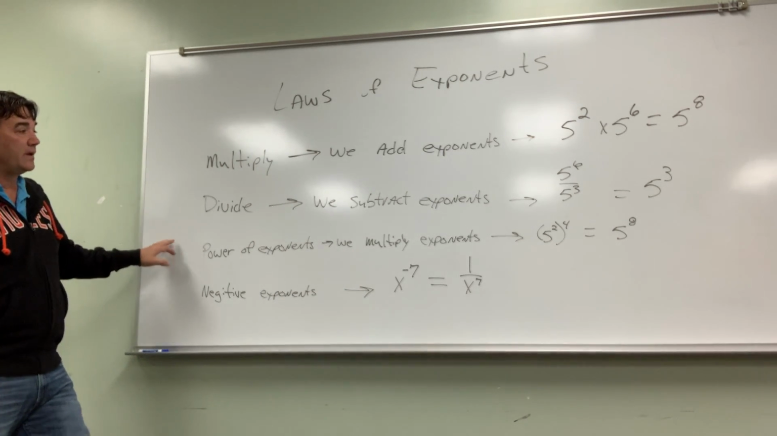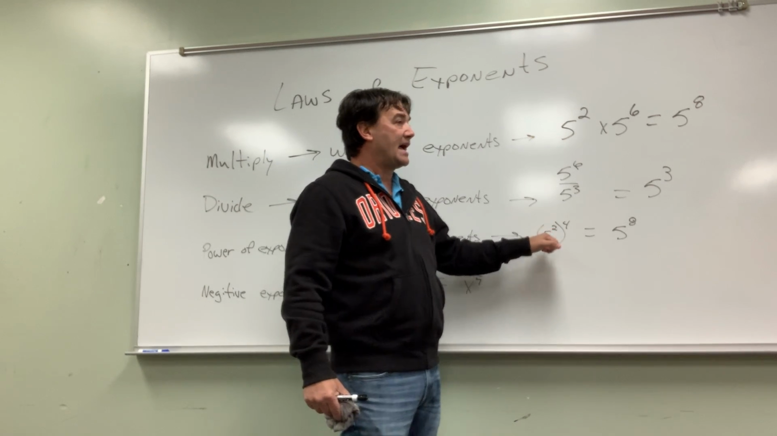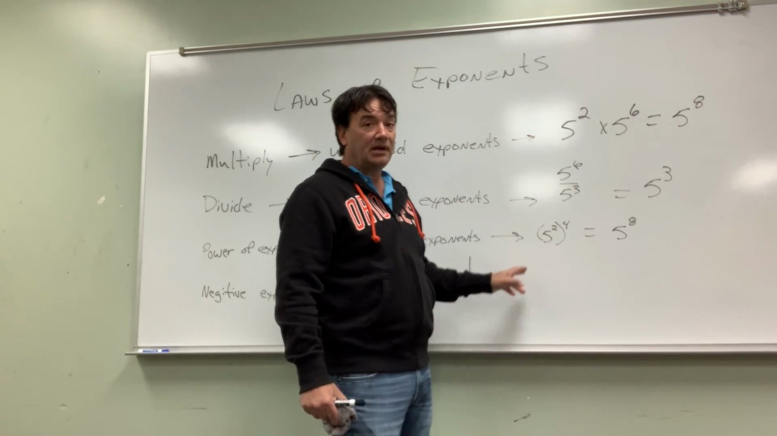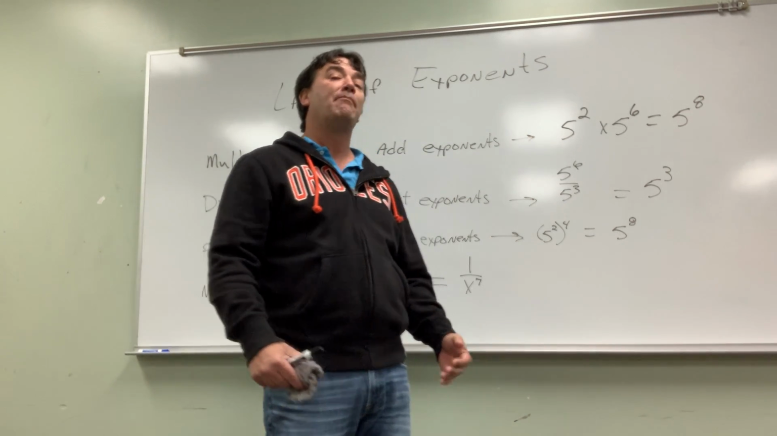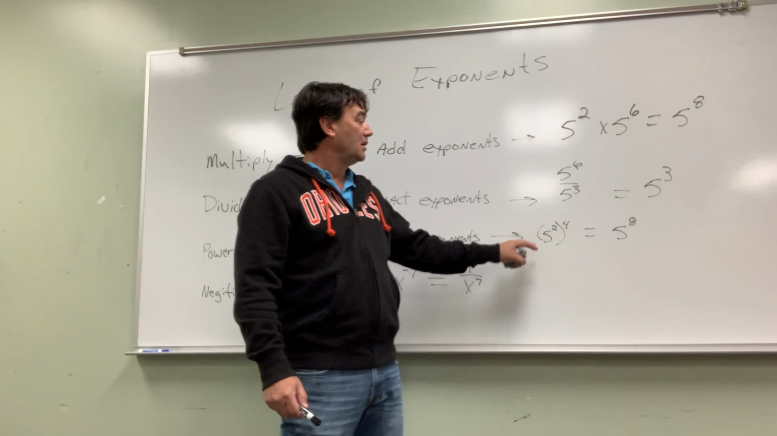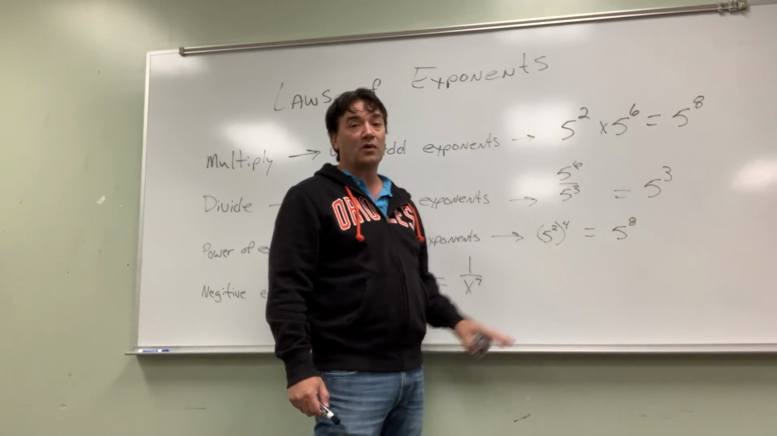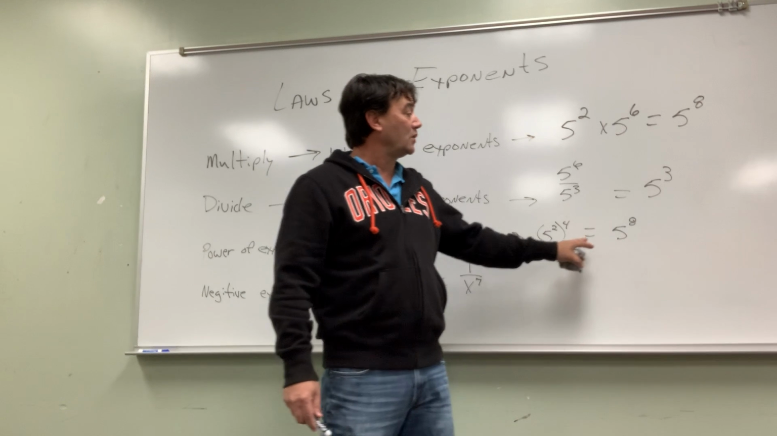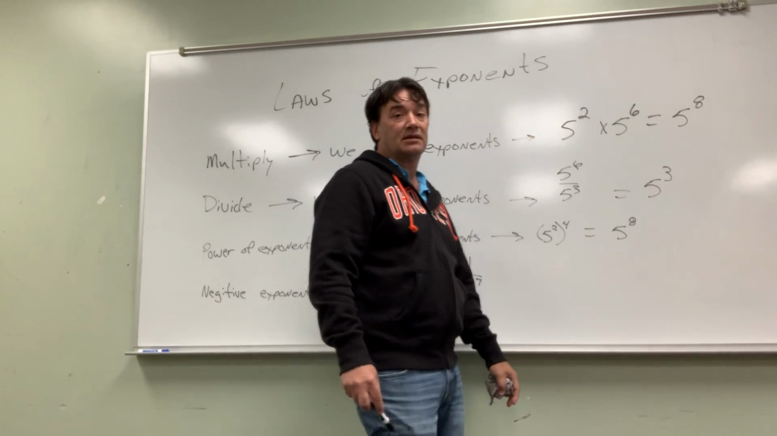All right, now when we have a number that has an exponent, and we put it in parentheses, and that is raised to another power, we now multiply those exponents. So if you'll recall, 5 to the 2nd power, raised up to the 4th power, the answer will really be 5 to the 8th. 2 times 4 is 8.